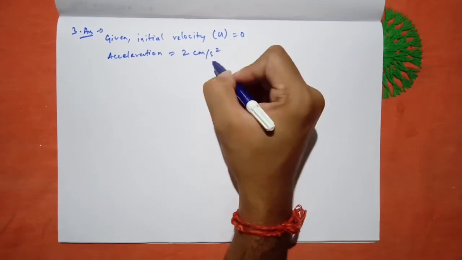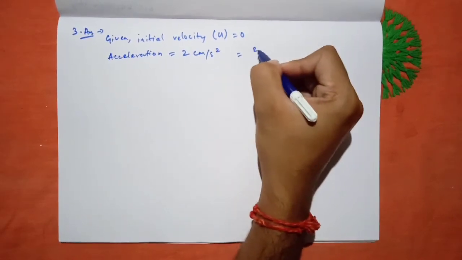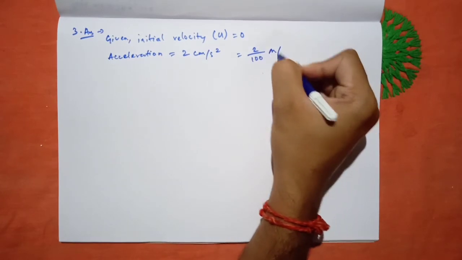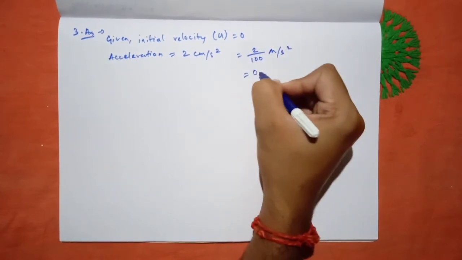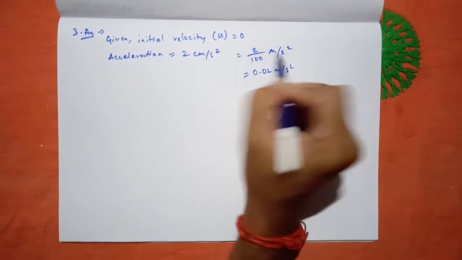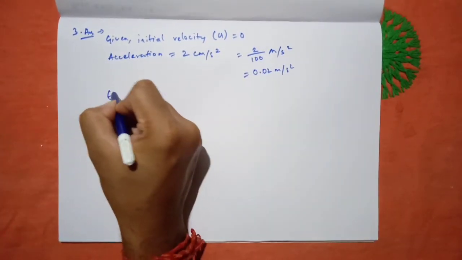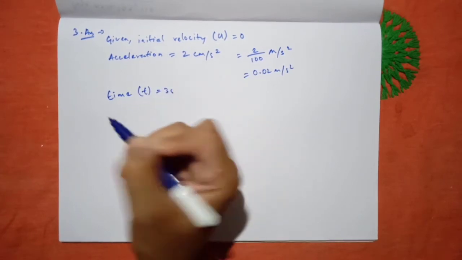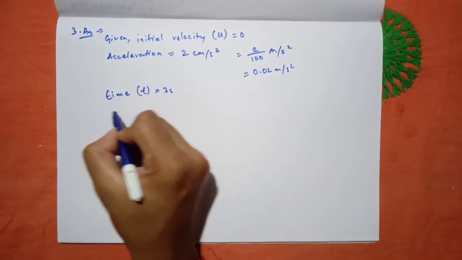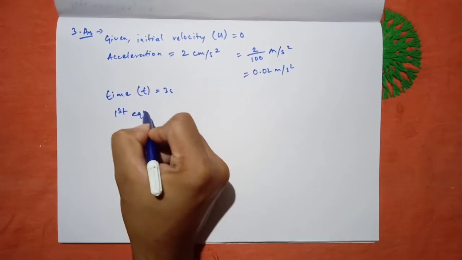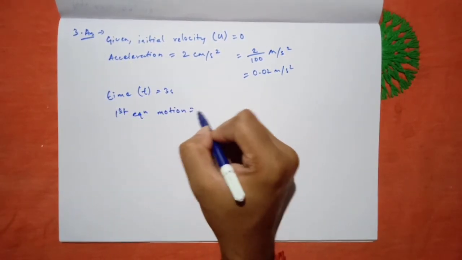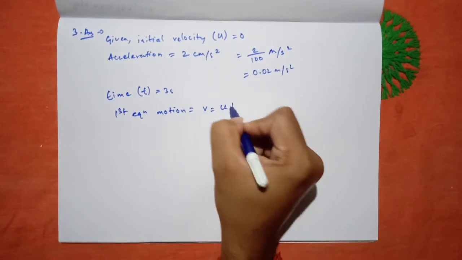We have to bring it in meter. It will be 2 divided by 100 meter per second square, which is equal to 0.02 meter per second square. Now time is given, which is t, 3 seconds. So as per the first equation of motion, v is equal to u plus at.